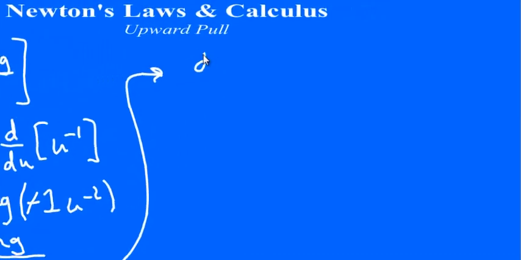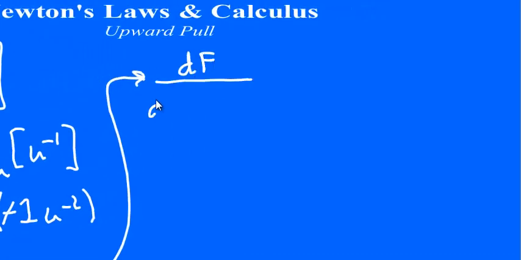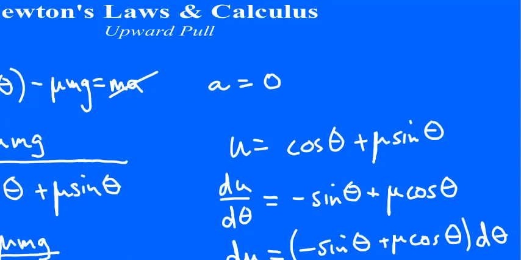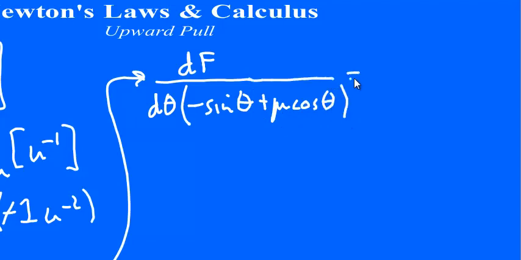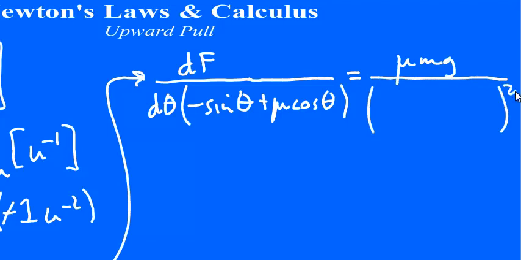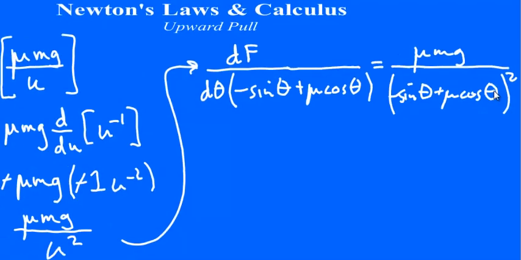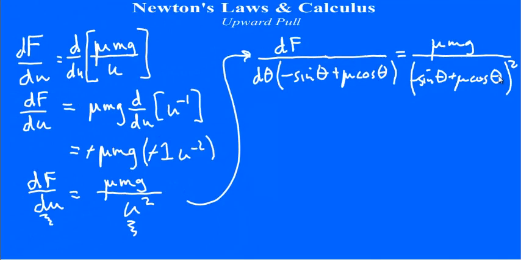So this is really going to be d theta, and then our u from the front page. Negative sine theta plus mu cosine theta, like so. And all of that equals this here, mu mg, and then we have that same expression squared. It's pretty boring stuff, just taking the derivative, though. And again, remember what we're after here. We're after setting this equal to 0.